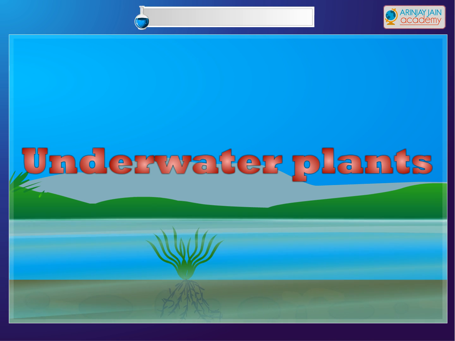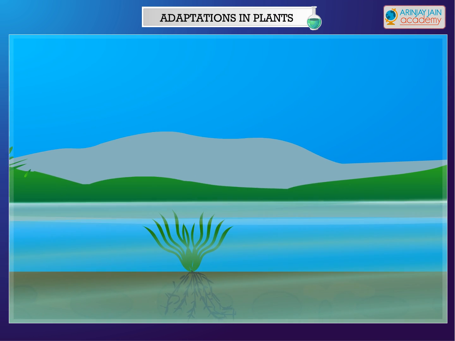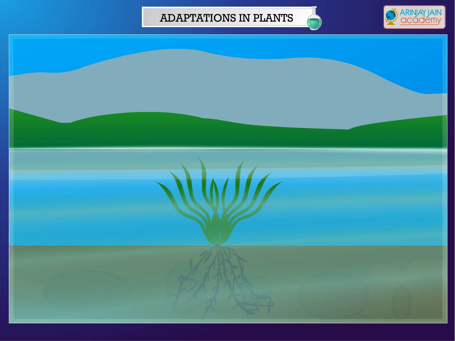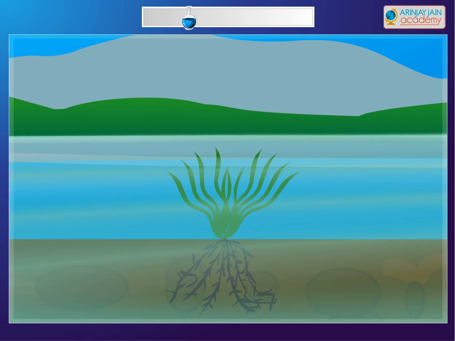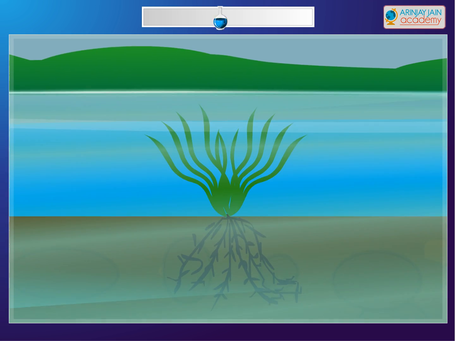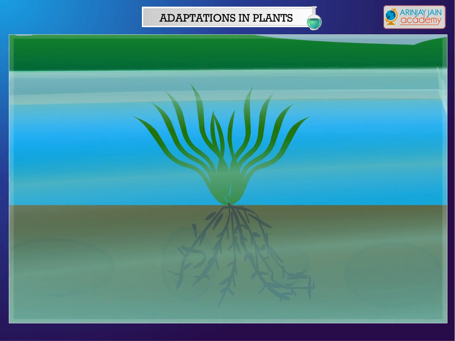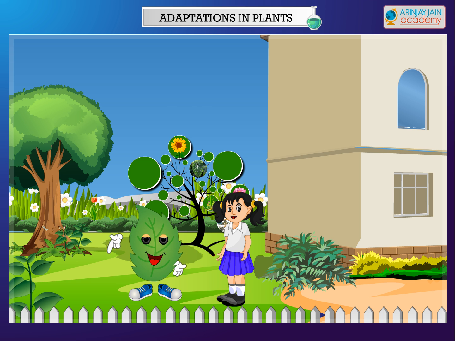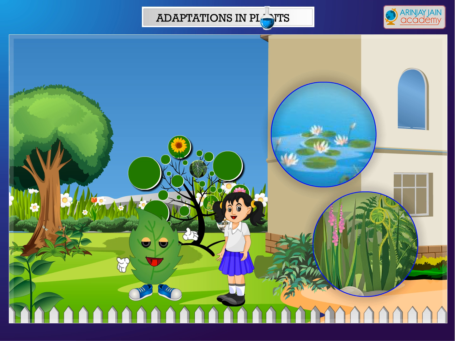Underwater plants. These plants remain completely underwater and are also known as submerged plants. Underwater plants don't require as much light to grow as surface plants. Their roots are fixed to the bottom of water bodies like ponds. Examples include pondweed and tape grass.